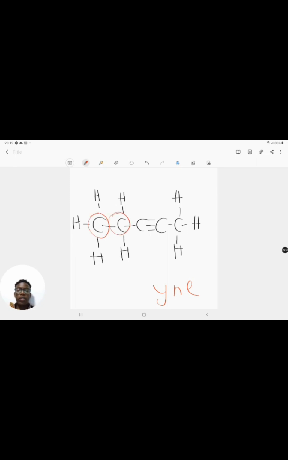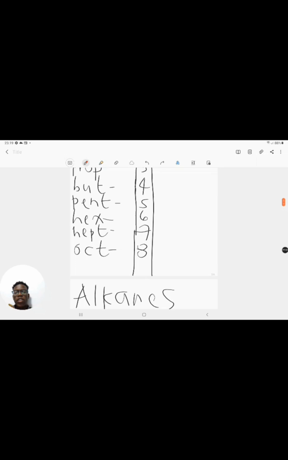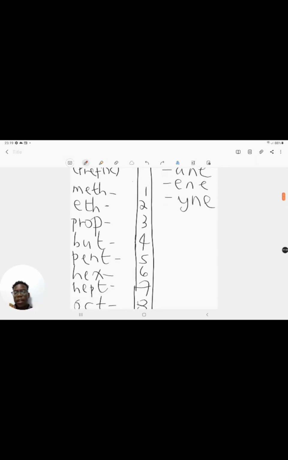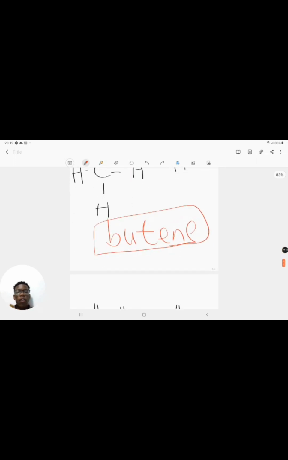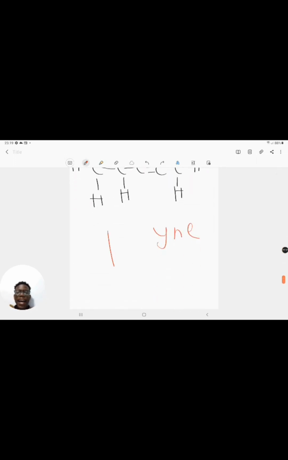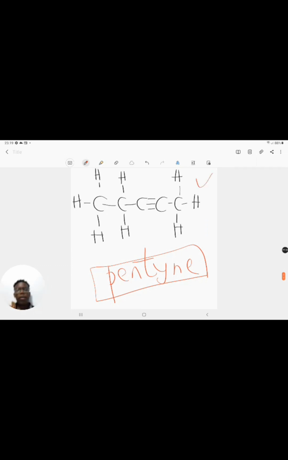I've got 1, 2, 3, 4, 5. I've got 5. Therefore, I go to my little table that I drew out there. This table, you have to memorize this table. Unfortunately, you've got to memorize it. 5 carbon atoms. There's my 5 carbon atoms. The name that's related to 5 carbon atoms is pent. Therefore, this is going to be pentyne. Pentyne. Okay, this is going to be pentyne, and that is the name of this compound.